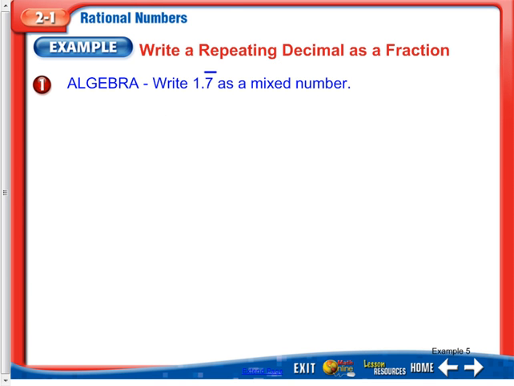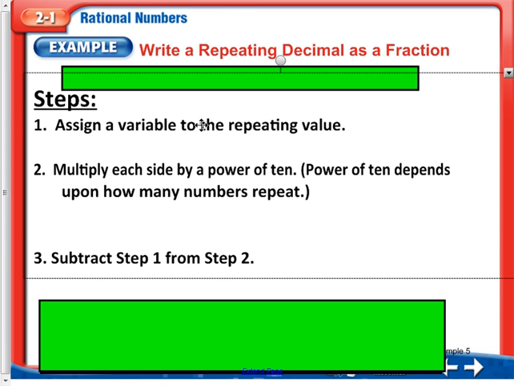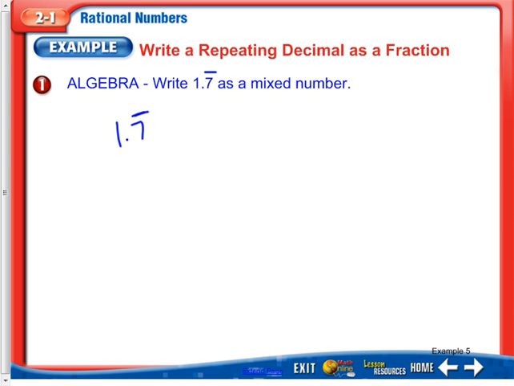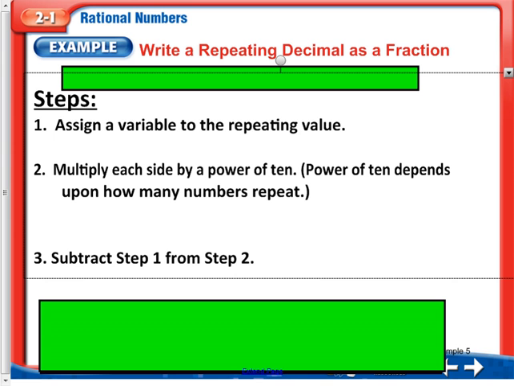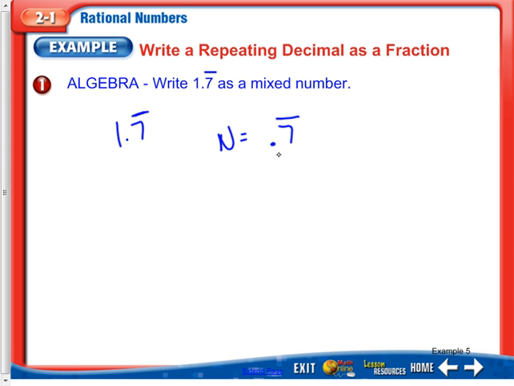All right, it says write 1.7 repeating as a mixed number. So we have 1.7 repeating. So we need to figure out how to get the 7 written as a fraction. Okay, so if we look at our steps, it says assign a variable to the repeating value. So let's say that n equals 0.7 repeating. Okay, so that's our repeating value. I'm going to assign a variable to it. Now, look back here. It says multiply each side by a power of 10. The power depends on how many numbers repeat. Now, what we have here is we have one number repeating.